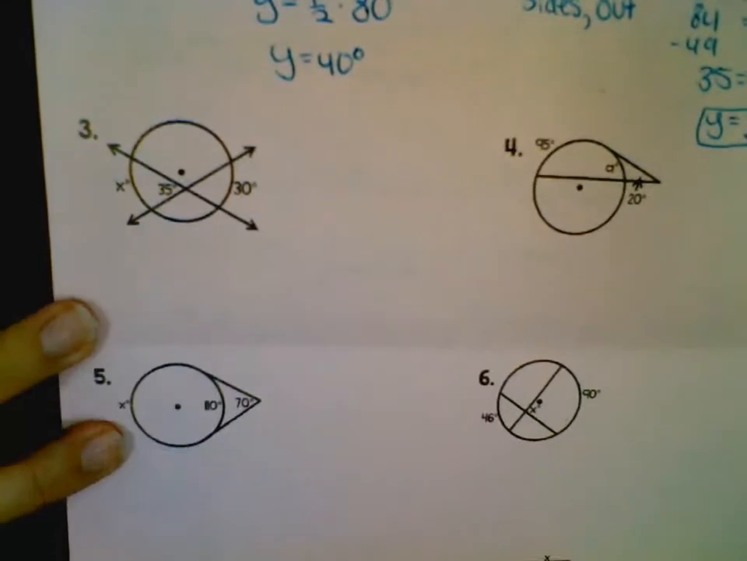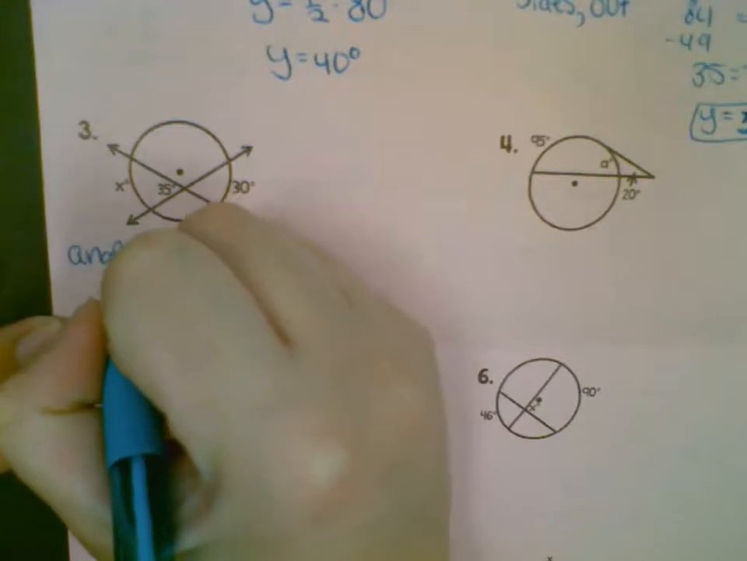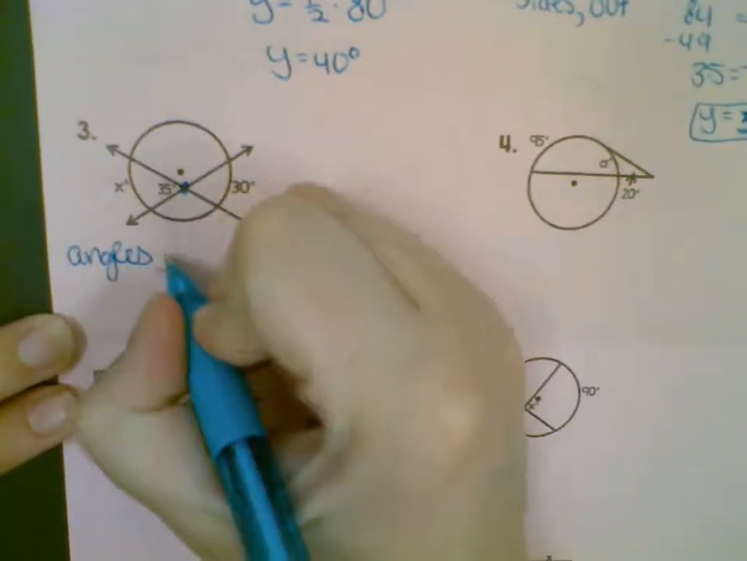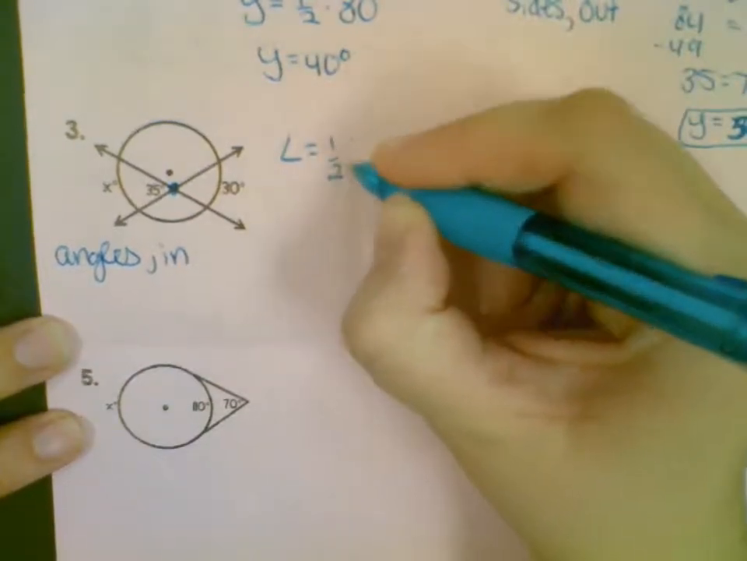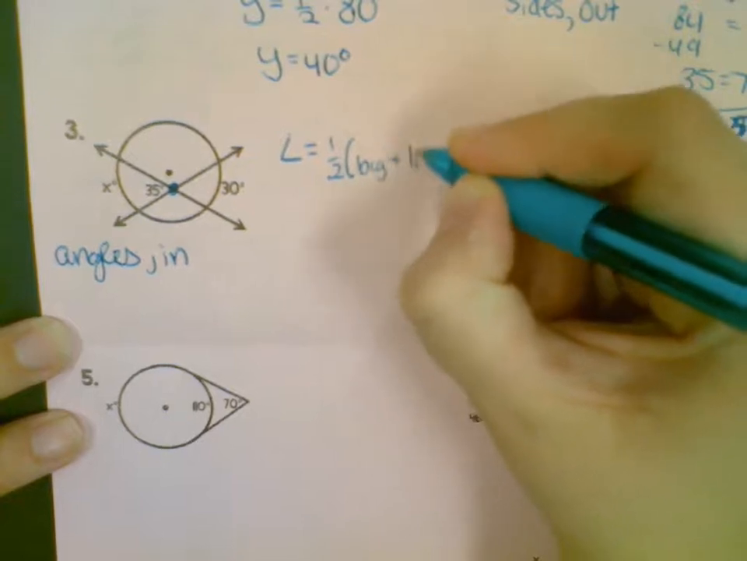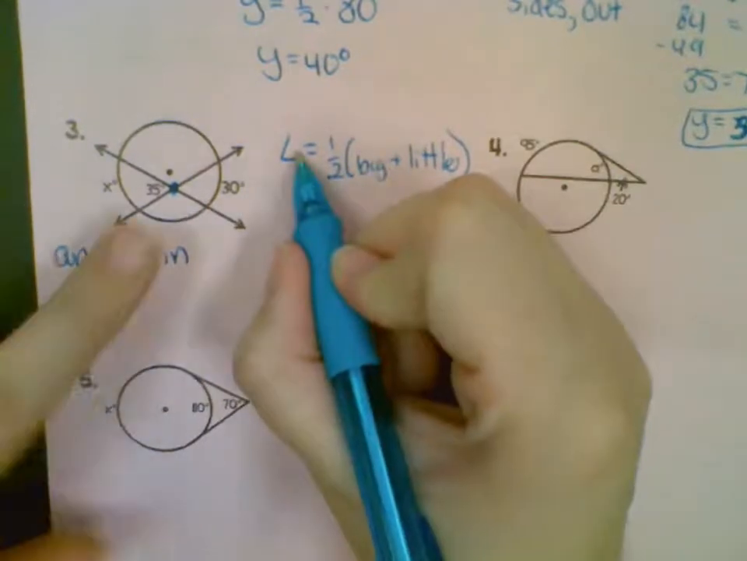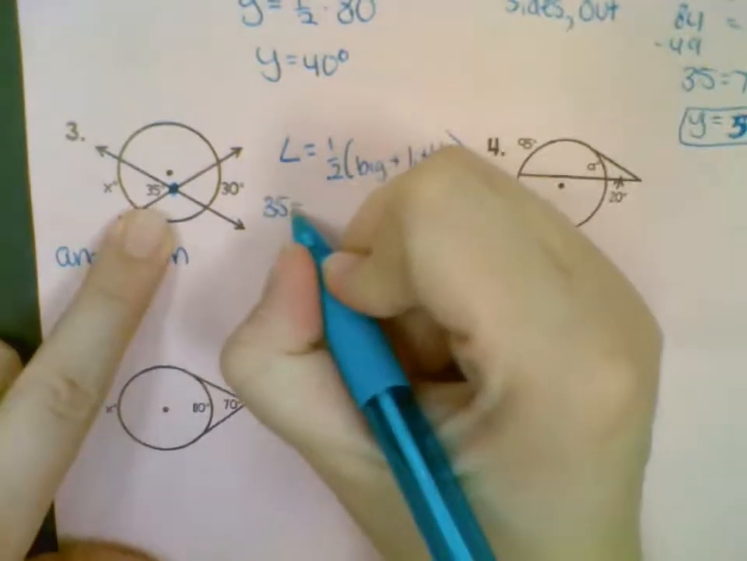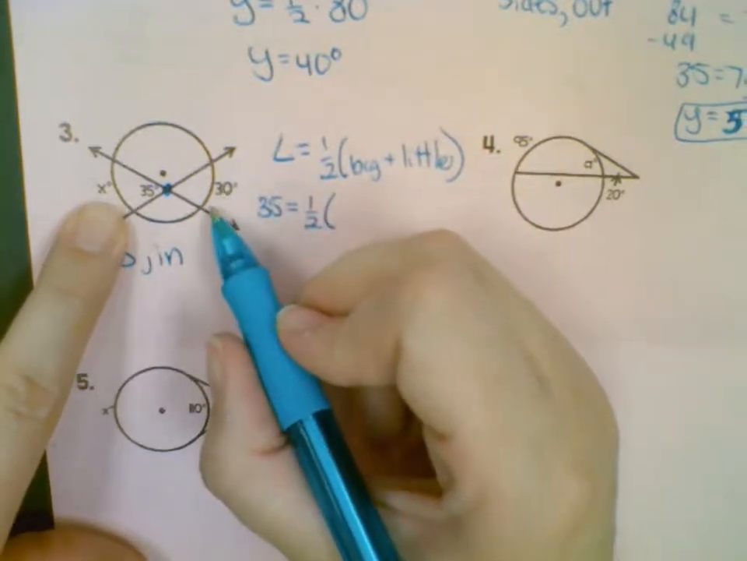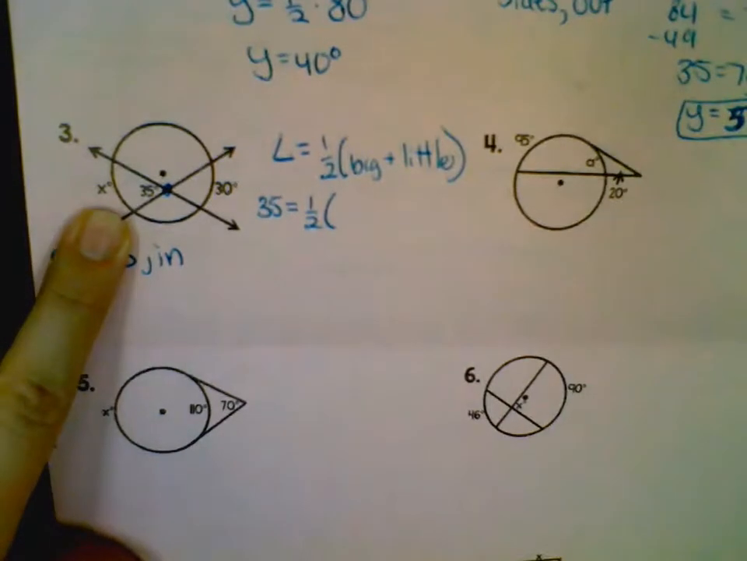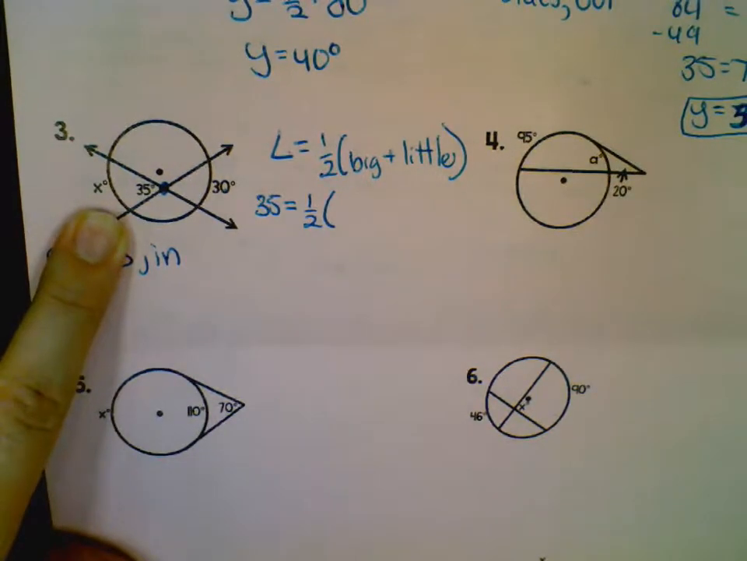Okay, so number 3, angles or sides, and inside or outside. So angles on the inside. So that formula was angle equals half of big plus little. So our angle, this time they gave us our angle, so that's 35. And then technically we don't know which arc is the bigger one since we're looking for the arc, but it really doesn't matter since you're adding. So it doesn't matter if you put x plus 30 or 30 plus x.